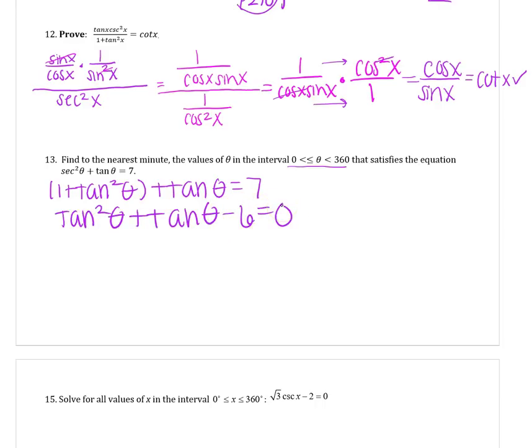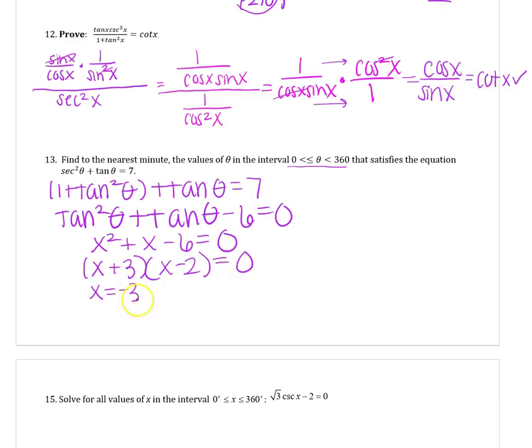Now, just like what we did before, it may be good for you just to think about this in terms of x's. Do that substitution. And then think, does this factor? Factors of negative 6 that sum to 1? Yes, it does. So we get x equals negative 3 and x equals 2. Okay, but it's not really x, it's tangent.